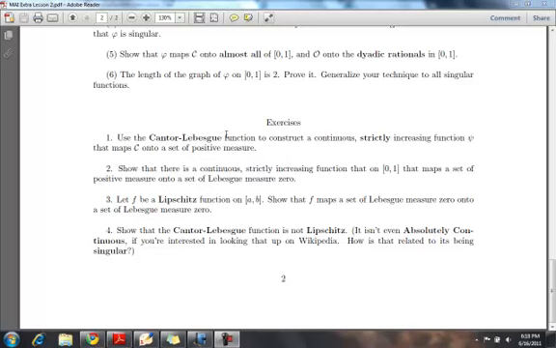Now the Cantor-Lebesgue function itself maps the Cantor set onto a set of positive measure. That's almost all of [0, 1], and it's certainly continuous, as you should have proved by now. But it's not strictly increasing. It is constant on almost all of [0, 1]. That's another thing you should have proven by now. So we want to make a strictly increasing function.